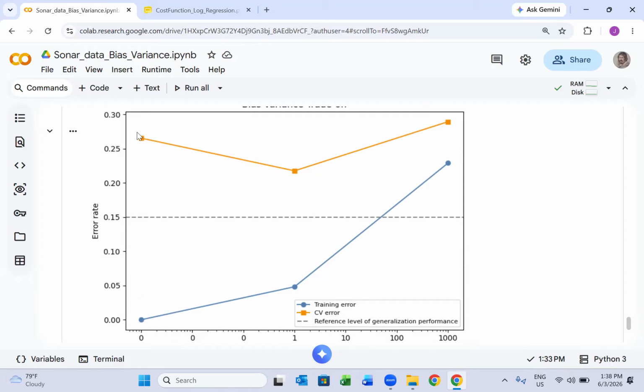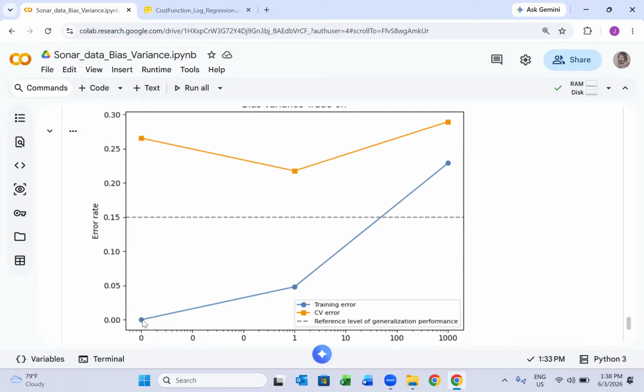That's the first indication. The second indication, which does not always happen but happens quite often, is that the training performance is much better than the reference performance. The reference performance is 15%, and with this model number one, the training error is 0%.